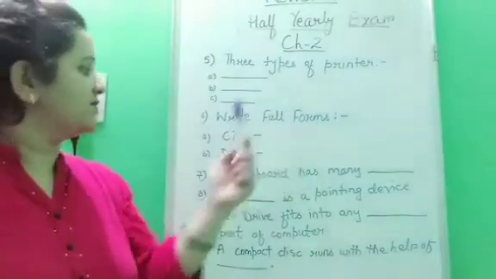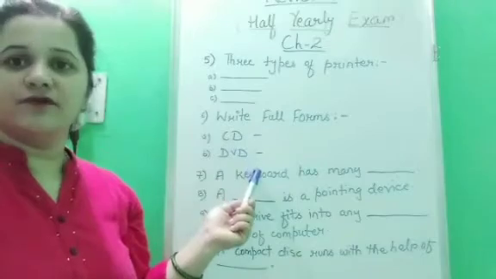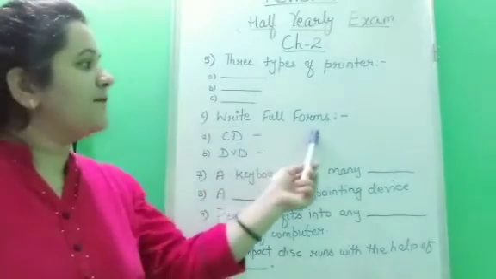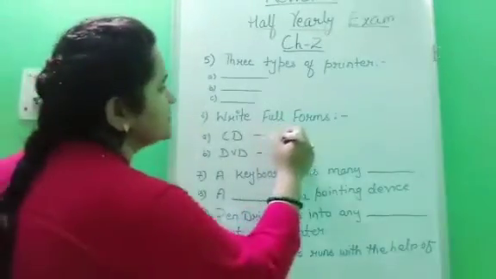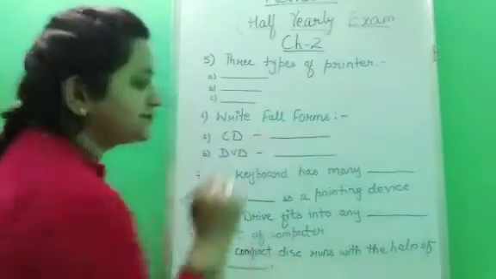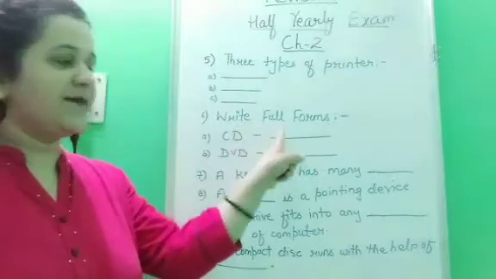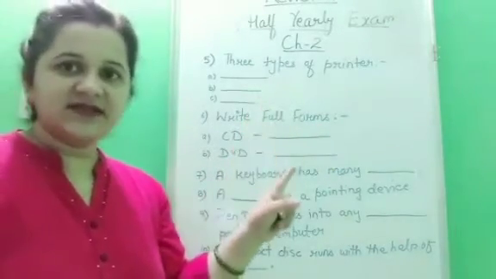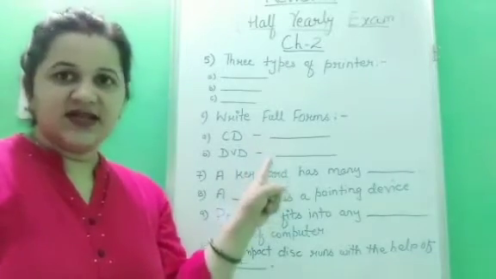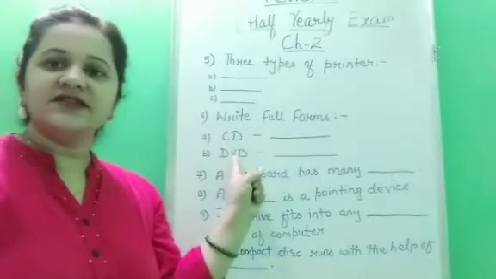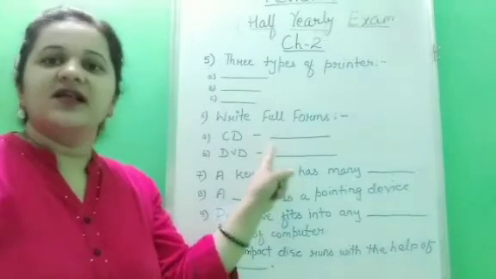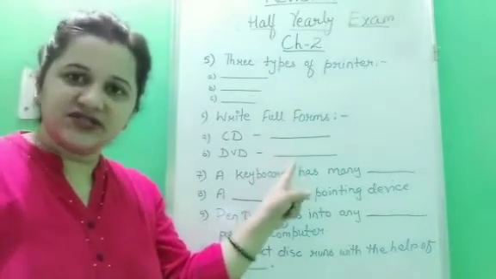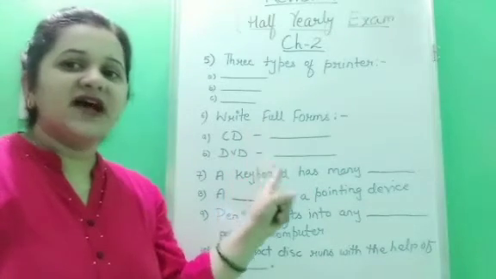Write full forms. Here children you have to write down the full form. CD. What is the full form of CD? Compact disc. So you will write down compact disc here. Okay children. C-O-M-P-A-C-T, compact, D-I-S-C, disc. Next, DVD. You will write down the full form of DVD as digital, D-I-G-I-T-A-L, digital.